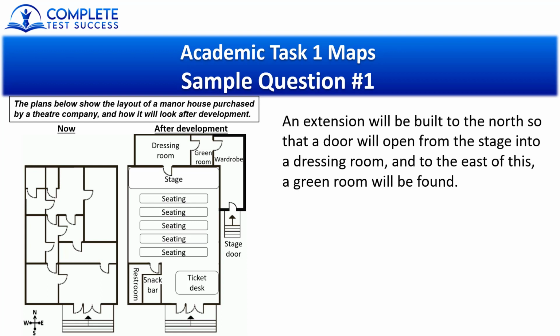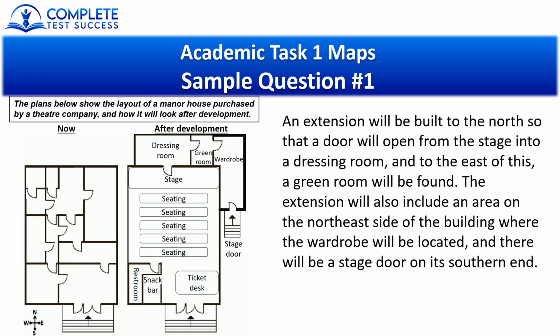And onto the final paragraph, an extension will be built to the north so that a door will open from the stage onto a dressing room, and to the east of this a green room will be found. The extension will also include an area on the northeast side of the building where the wardrobe will be located, and there will be a stage door on its southern end.